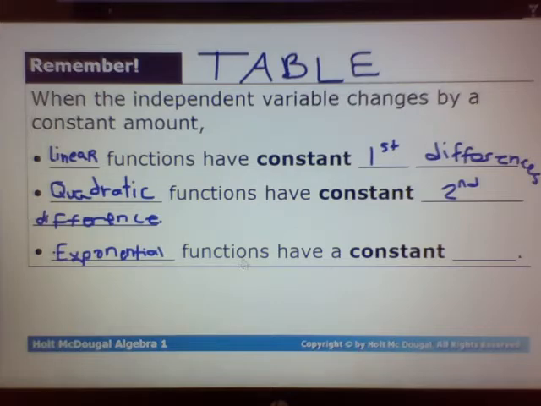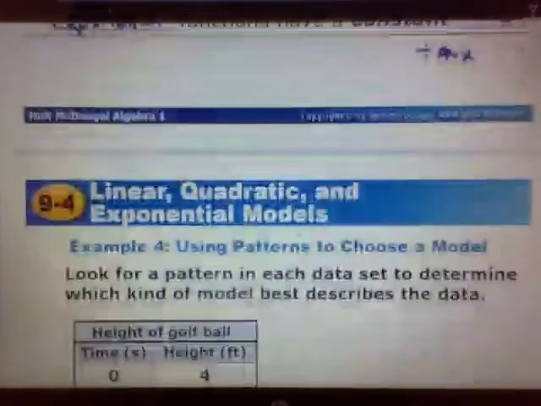And your exponential functions have a constant, what we call ratio. And so that constant ratio means that there is something that is divided or multiplied instead of added or subtracted, which would be your first difference or your second difference. All right.